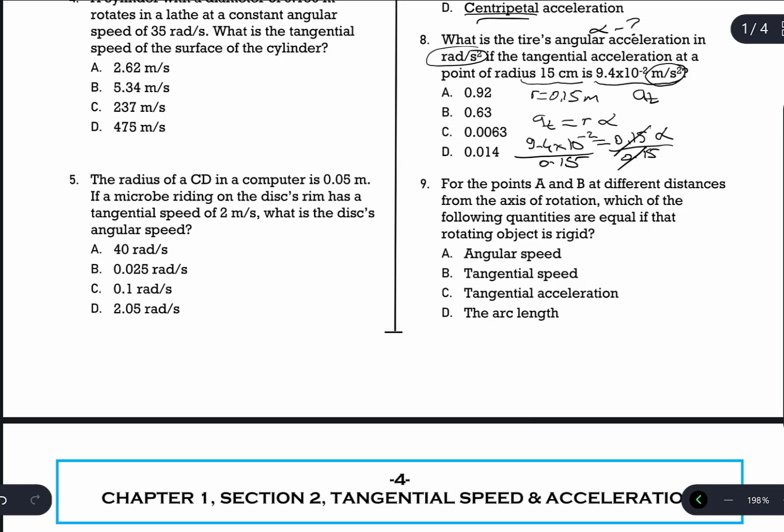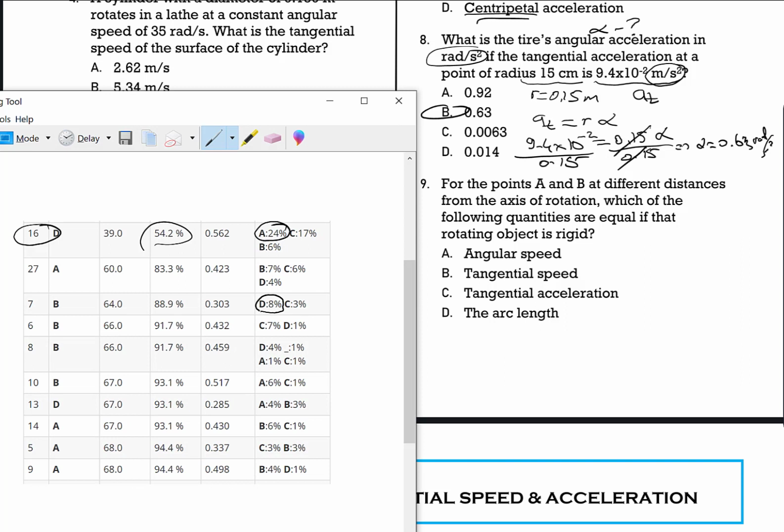So they will simplify. We will get the answer as 9.4 times 10 to the power of negative 2 divided by 0.15. The answer is 0.63. So B is the correct answer. Alpha is 0.63 radians per second squared.